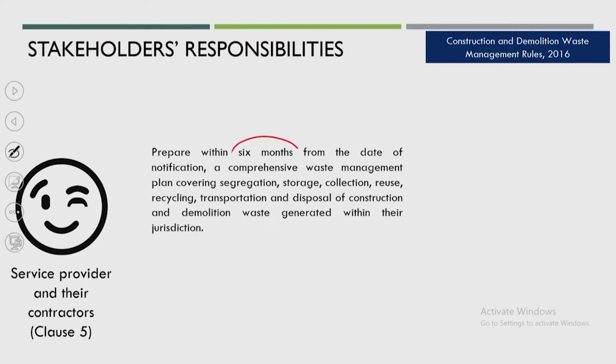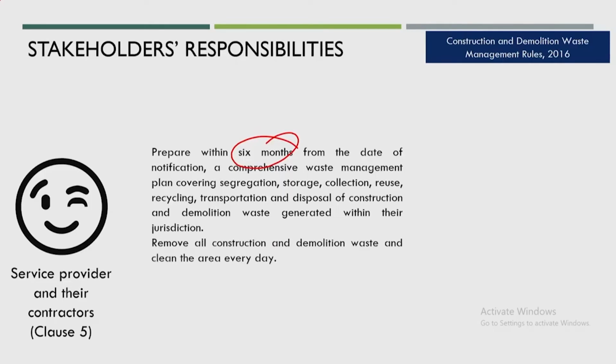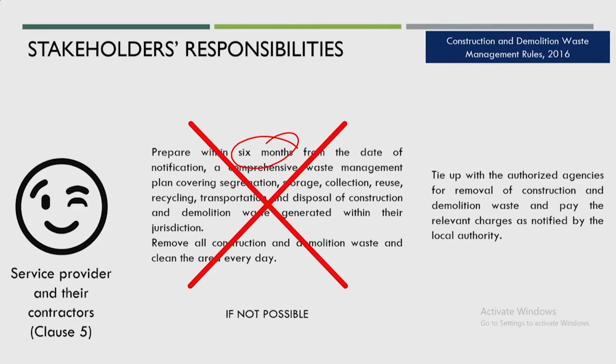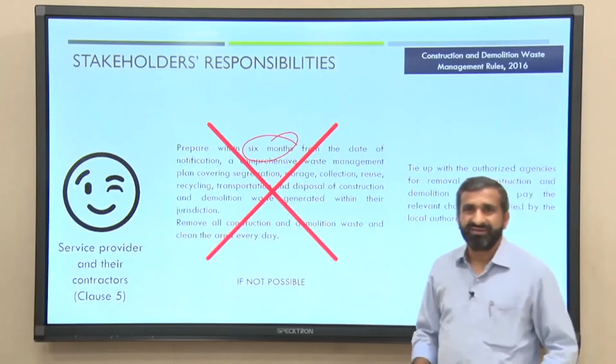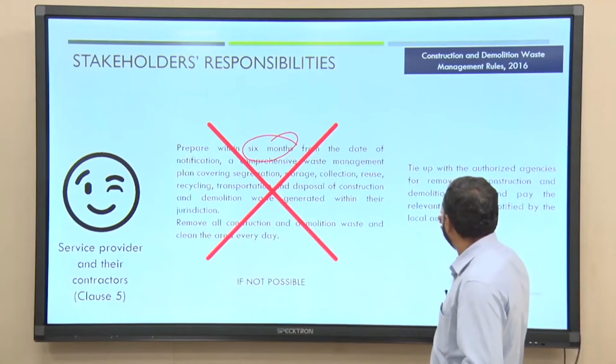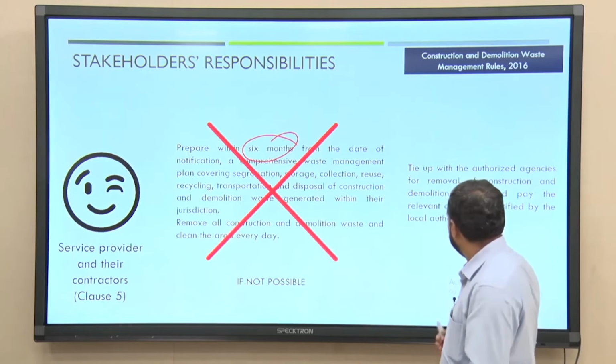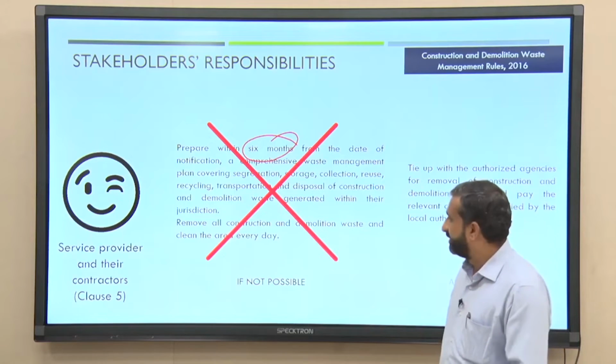So, within the 6 months, the plan has to come up from the service providers, and they have also been asked to remove all construction demolition waste and clean the area every day. Suppose it is not possible for the service providers, so what can they do? They can tie up with the authority agency for removal of construction demolition waste and pay the relevant charges. Suppose they are not able to come up with a particular plan and can't provide one particular facility, they can tie up with another authority and pay the relevant charges for those facilities.